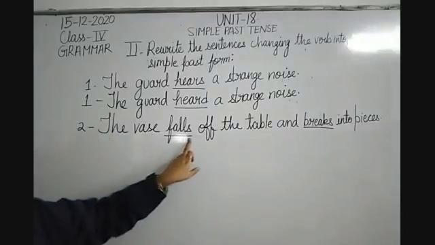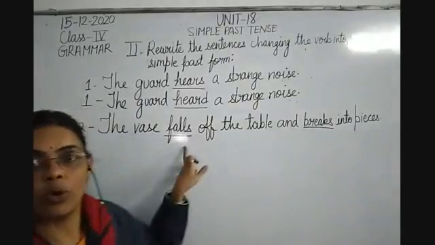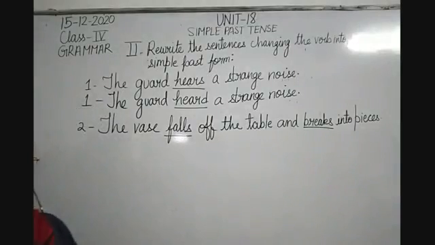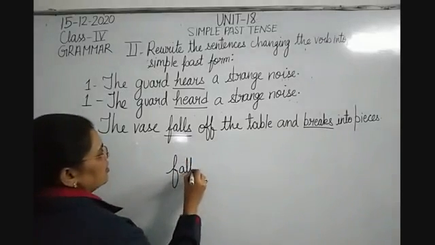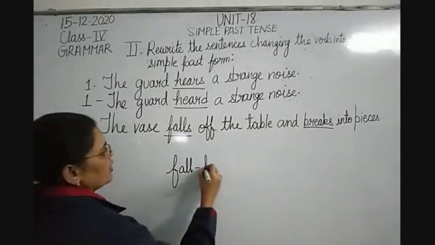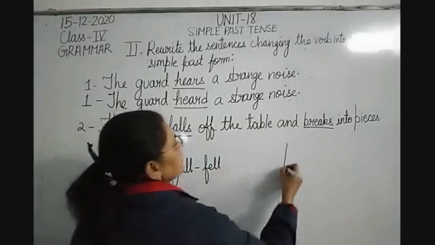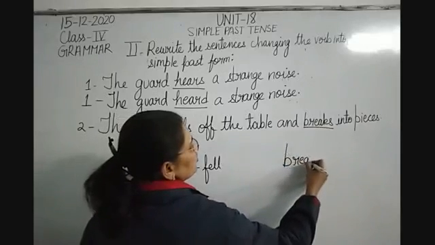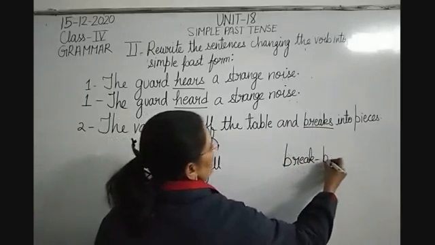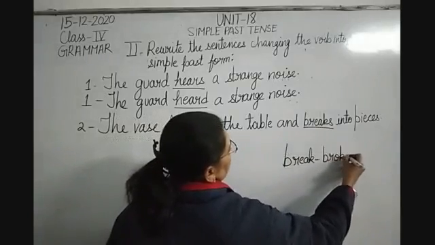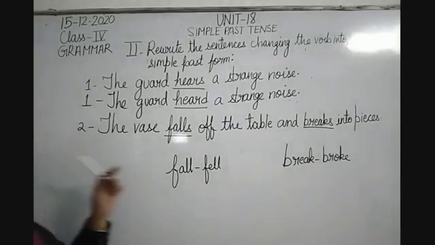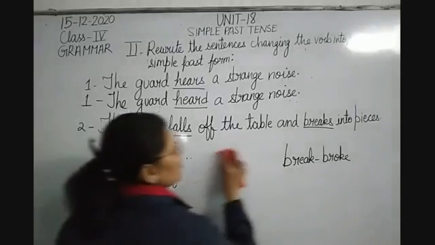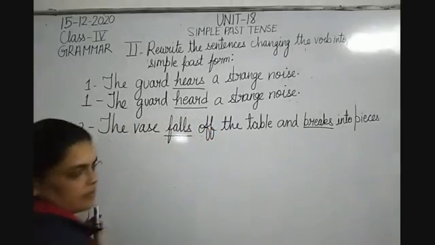अब बेटा दोनों में s लगा है तो हम क्या करेंगे? falls का क्या हो जाएगा? fall. And the past form of fall is fell, and if we remove the s, the past form of break is broke. Fine. So we will be substituting both these words with the past forms. तो अब हमारा सेंटेंस क्या हो जाएगा बेटा?